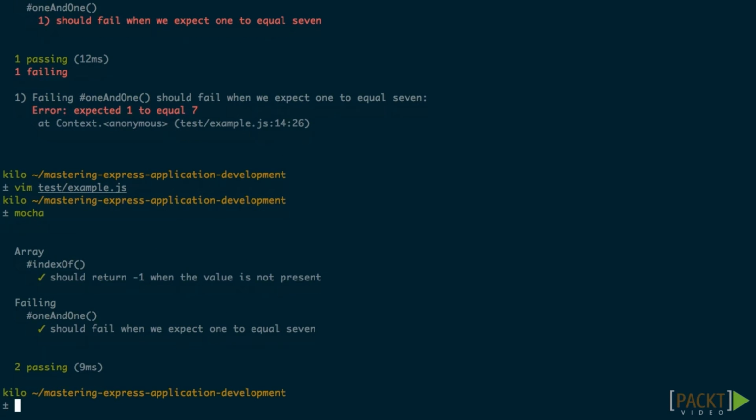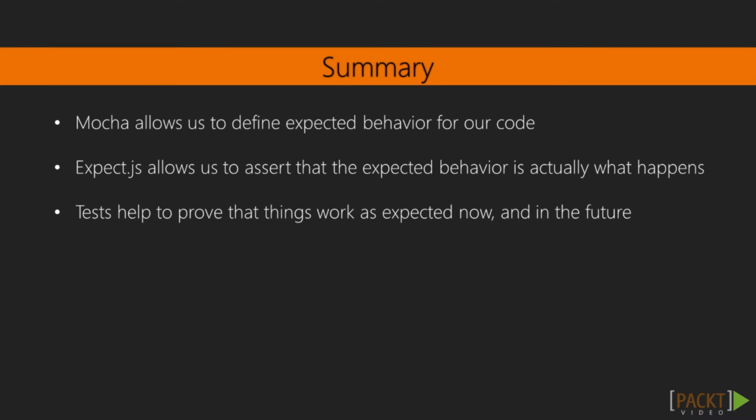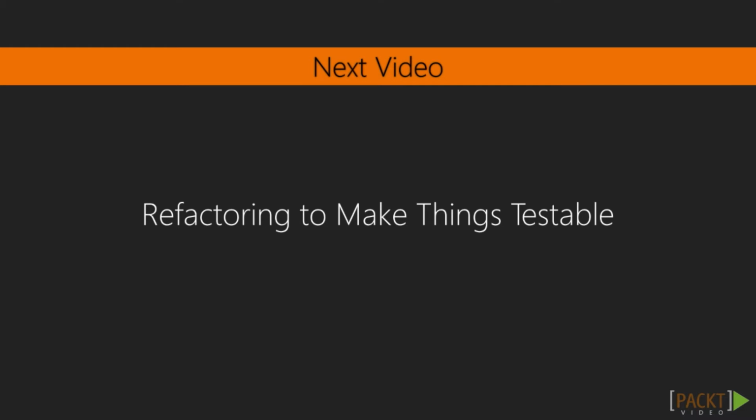As all our tests pass, let's delete our 2 example tests so that we're ready to start writing tests for our application next time. Mocha allows us to define expected behavior for our code, coupled with Expect.js, which allows us to assert that the expected behavior is actually what happens. Our tests help us to prove that things work as expected, both now and in the future. In the next video, we'll be performing a little refactoring on our application so that we can test things more easily.